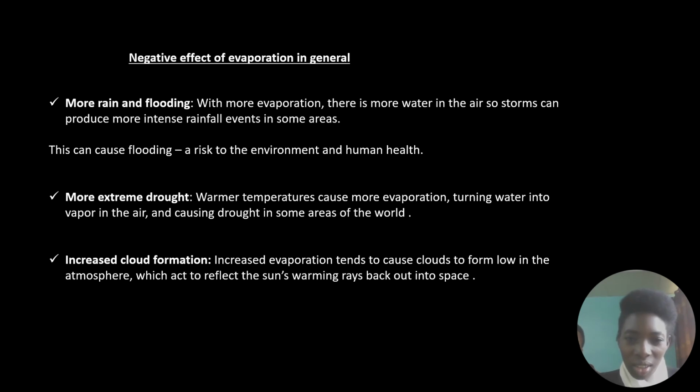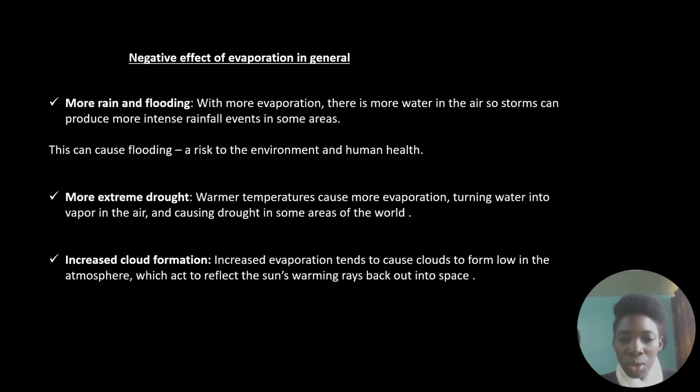As we have seen, evaporation is important, but it also has negative effects on the atmosphere, crops, and animals. About the negative effects of evaporation in general: where more rain and flooding occur, it will result in more evaporation. So there is more water in the air, and storms can produce more intense rainfall events in some areas, where this flooding is taken as a risk to the environment and human health.